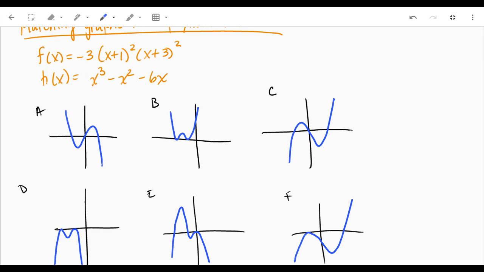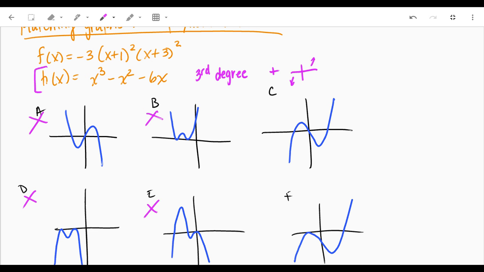There are different ways you can think about this. I'm going to look at h of x first because that one's maybe a little bit easier. I don't know, we'll see. So it's third degree, and it's positive. So I know that's going to be like a cubic function. At the very least, it'll go down to the left, up to the right. So I can eliminate A, B, D, and E. So I'm down to C and F.